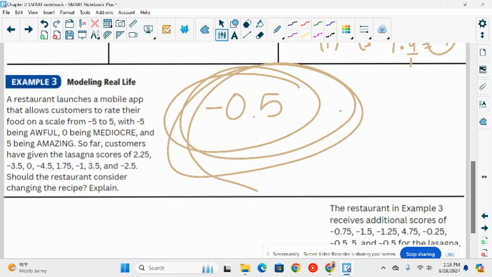All right, pack it up, clean it up, good game, good game. Because it was negative a half, should they reconsider the recipe? Yes, because that means they're not doing too good. That tastes like a body.